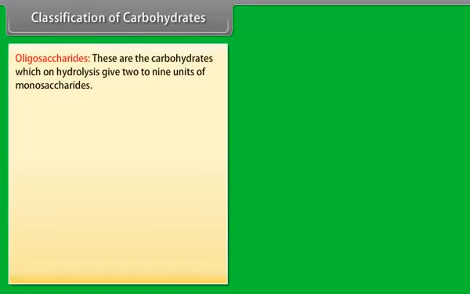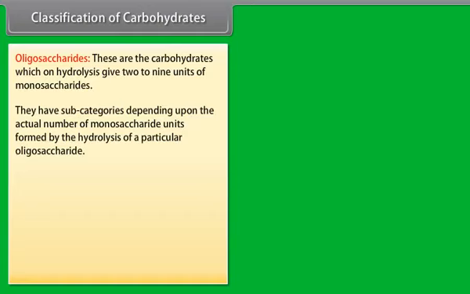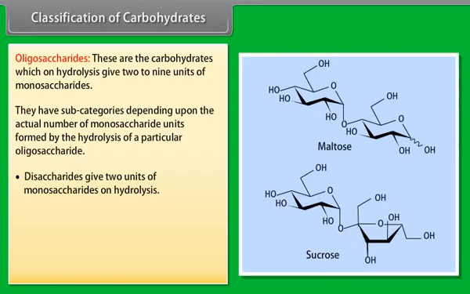Carbohydrates are classified into three major categories, depending upon their behavior towards hydrolysis: monosaccharides, oligosaccharides, and polysaccharides. Monosaccharides. These are simple carbohydrates which cannot be hydrolyzed to still simpler carbohydrates. For example, glucose and fructose.